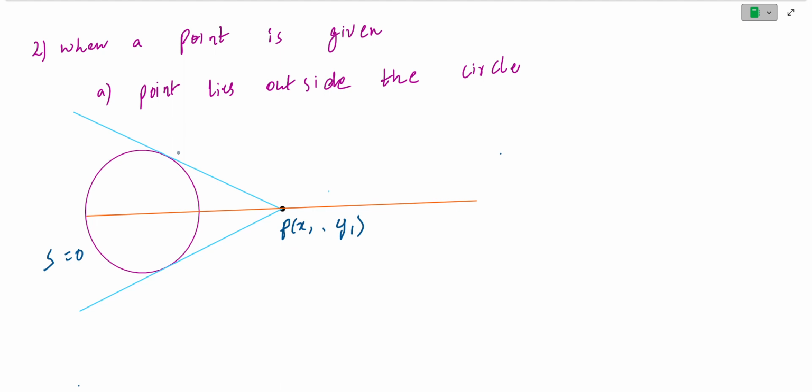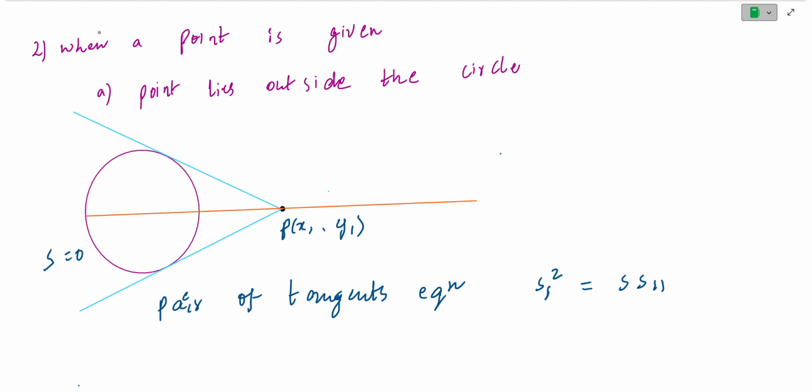So the equation of tangents: I can draw the pair of tangents equation. The pair of tangents equation will be S1 square is equal to S into S11. So this is one way to find the equation of the tangents.